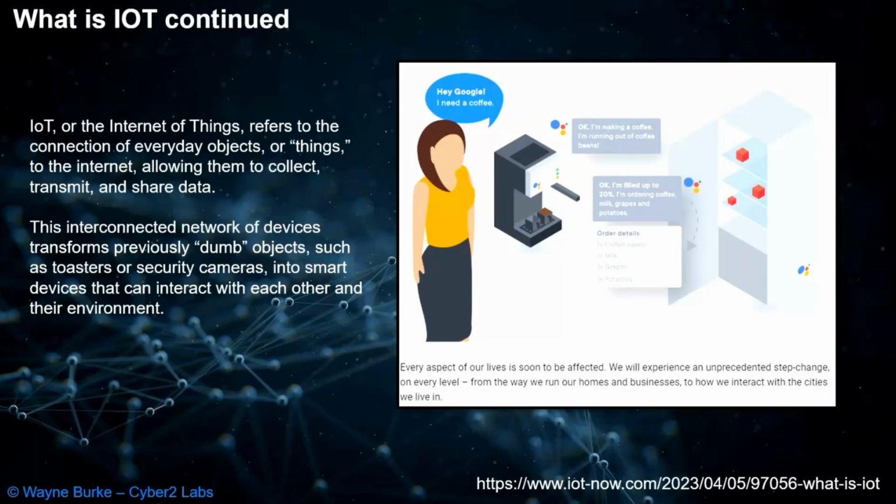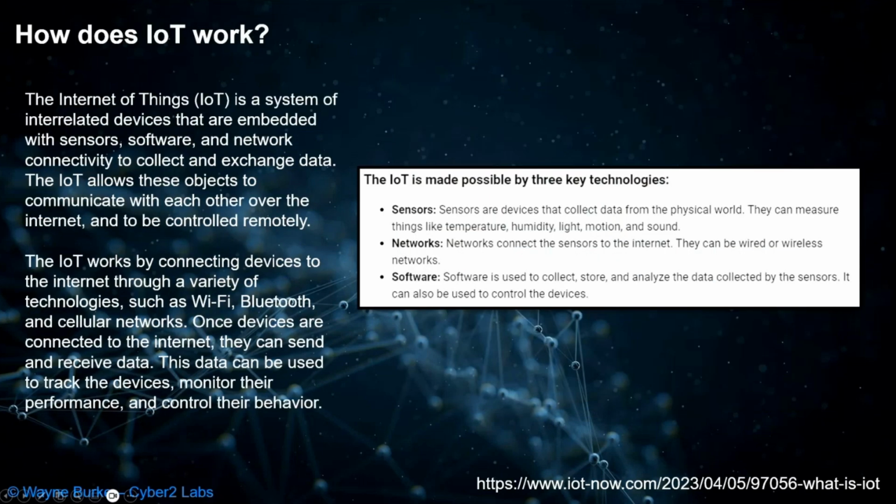So once we've taken a dive into that little world of animation as to what IoT may be, remember, Internet of Things really refers to the connection of everyday objects, very small types of electronic objects that allow them to collect, transmit, and share data. So they're therefore networked. This is a very big interconnected network of devices that transforms previously non-intelligent, dumb objects such as toasters or traditional security cameras into much smarter devices that can actually interact with each other and their actual environment. Now you might be asking yourself, how does IoT work?